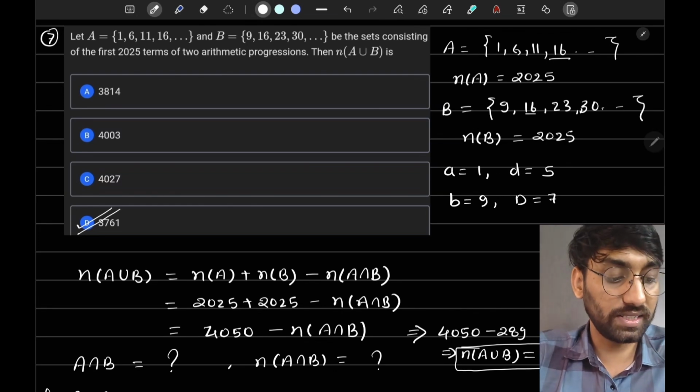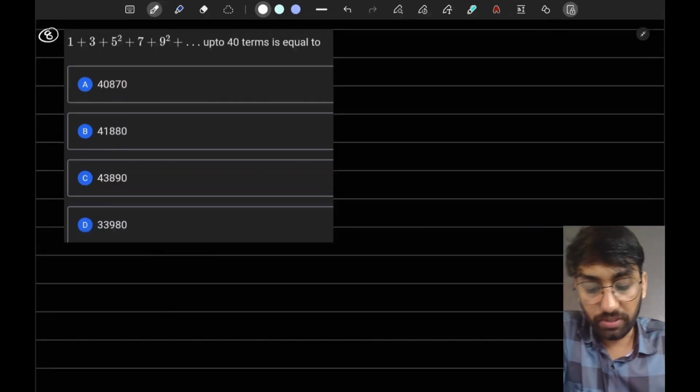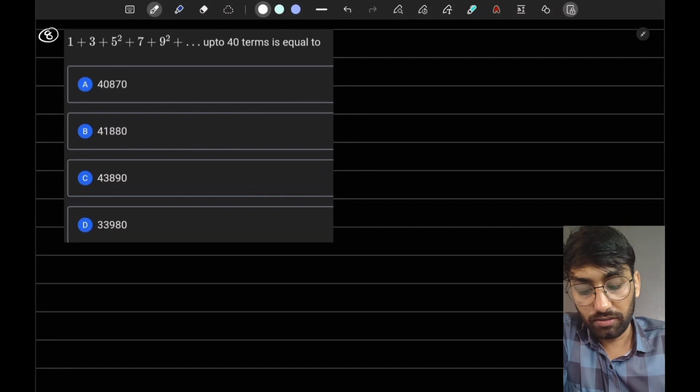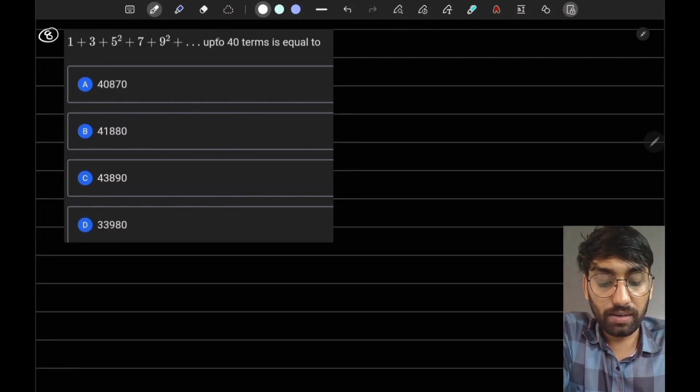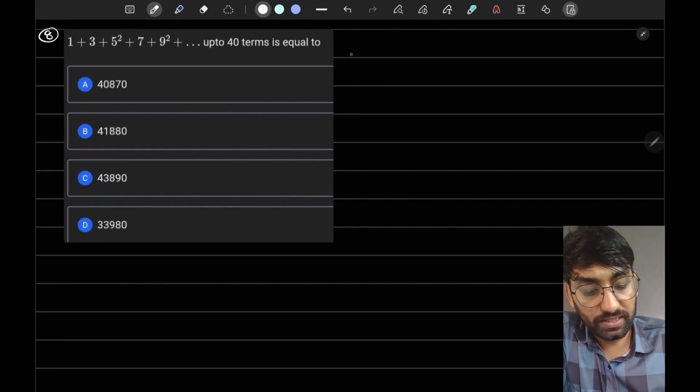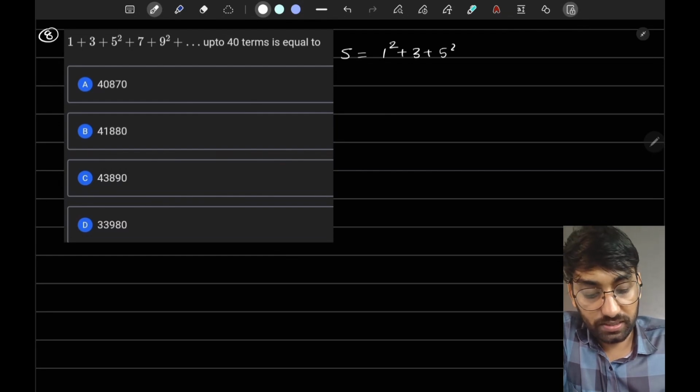Okay, now let's see our next question, question number 8. It's a very simple question. They are saying 1 plus 3 plus 5 square plus 7 plus 9 square up to 40 terms we need to calculate. So I'll assume that as S, and 1 can be written as 1 square plus 3 plus 5 square plus 7 plus 9 square and so on till 40 terms, right?